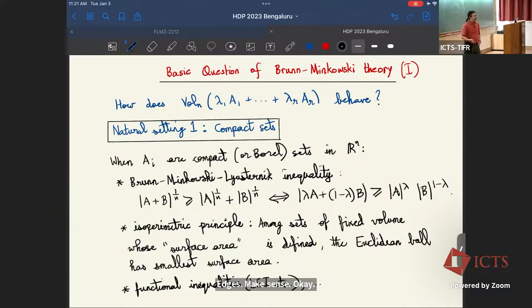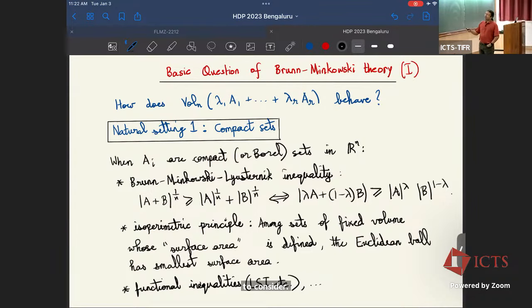So this seems like the most basic operation you can do to sets other than union, intersection and complementation. You're dealing with a linear space, and the linear structure induces these natural operations on sets. So asking how these natural operations behave is kind of the most obvious question to consider. And indeed, this question is the focus of Brunn-Minkowski theory.